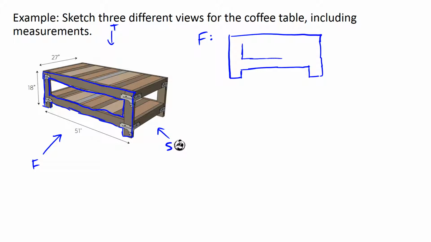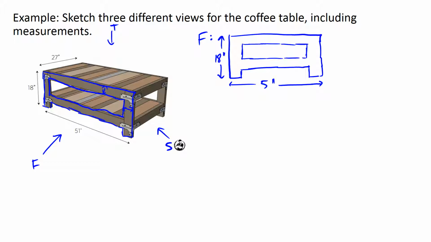And I'm trying to keep these distances roughly equal because it looks like all these distances are roughly equal in the diagram. It's a sketch, so it just has to be close. And so now what we have to do is include the dimensions. Just the dimensions that were given. So we know that it's 51 inches along the front of the coffee table, and we know it's 18 inches high. And that's it for the front. That's all we have to do.